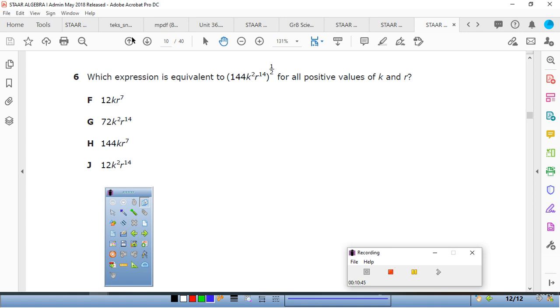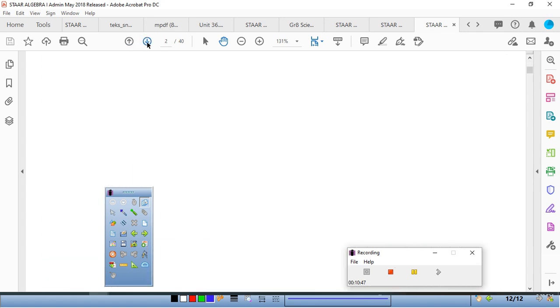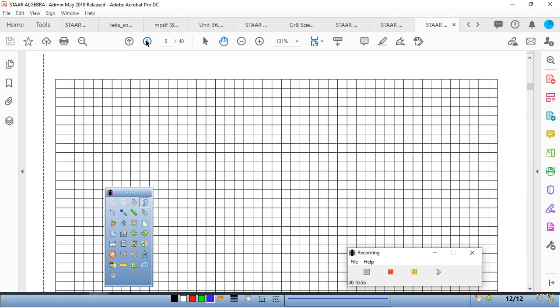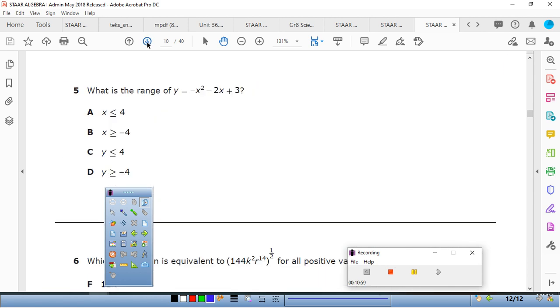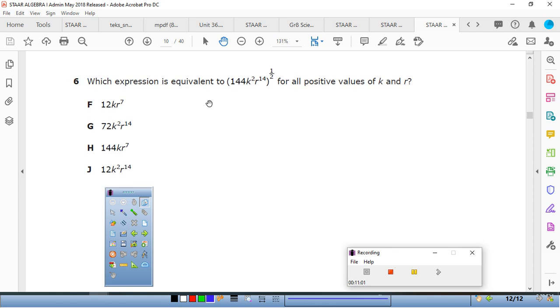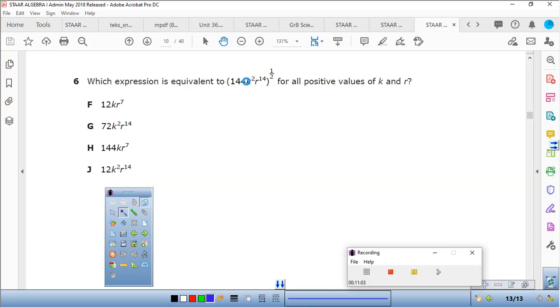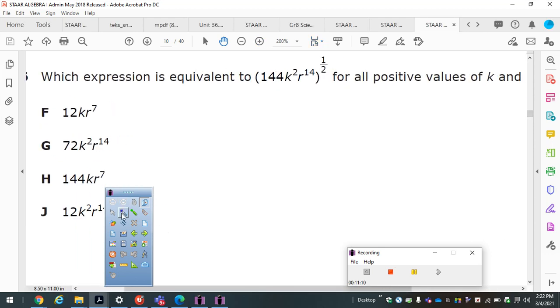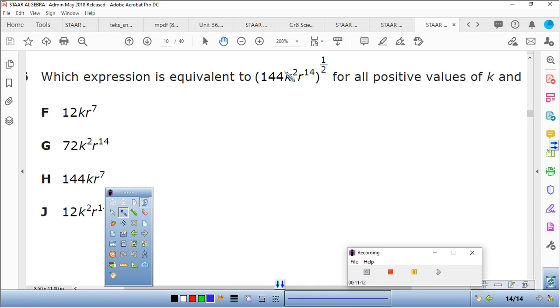I'm going to go back to the very top in case you forgot. It says here, if you have a power to a power, you multiply powers. Okay? So come down here. So I basically have a 1. Let me zoom in more. I already have a power of a 1 right here, 2, 14. Okay, so this one's going to be 144.